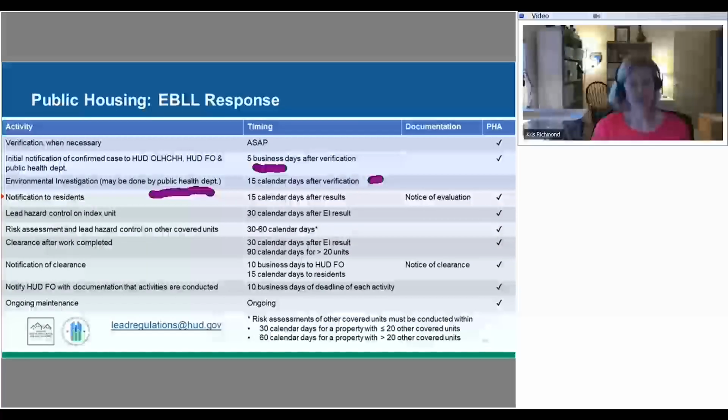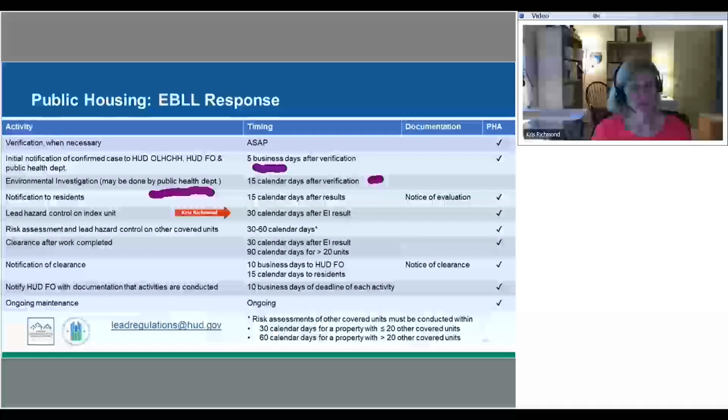If it is our unit that caused the child to have an EBLL, then we do need to continue on with the further steps. So we need to make sure that lead hazard control is happening on the index unit. That would be abatement if we have modernization funds. If we don't, we'd be doing interim controls. And that needs to be done within 30 calendar days after the environmental investigation results.